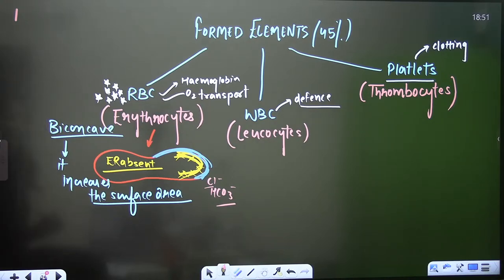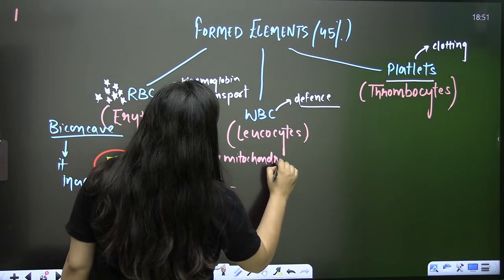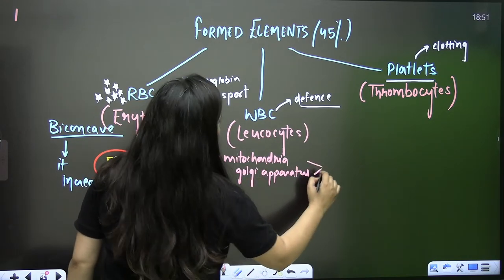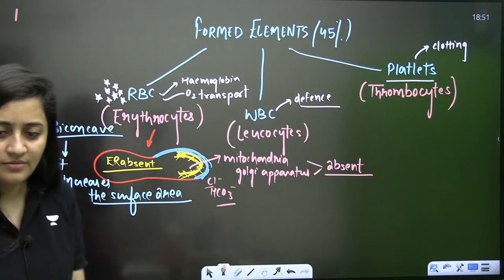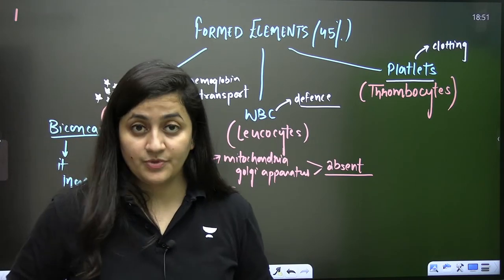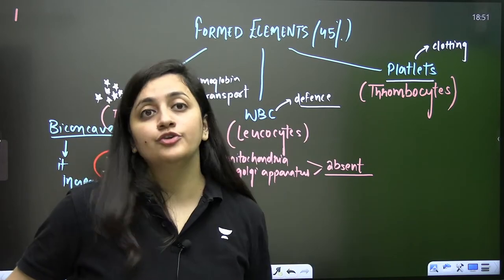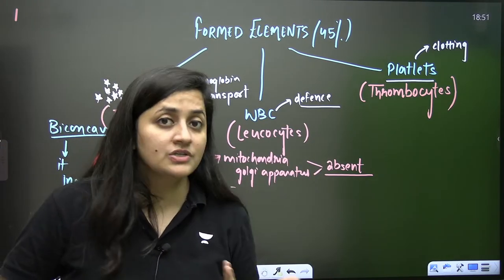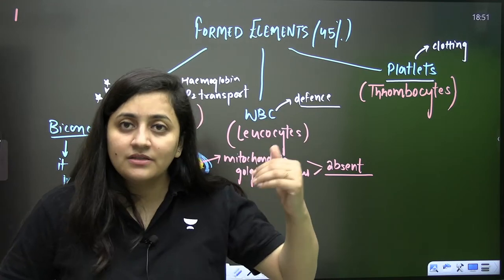Clear? And moreover, not just the endoplasmic reticulum, even the mitochondria and the Golgi apparatus are absent in RBCs. Endoplasmic reticulum, mitochondria, Golgi apparatus, everything is absent there in the RBCs. And do you know why? Because the main function of RBC is to carry the hemoglobin. What is that hemoglobin? It is the respiratory pigment. It provides the red color to our blood, but along with that, it helps in the transport of gases.